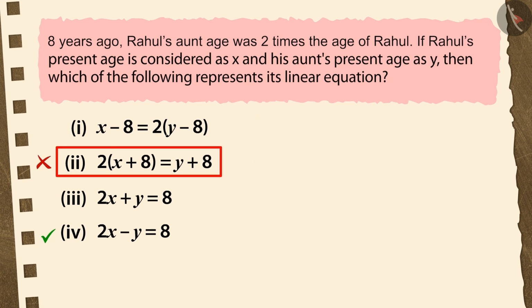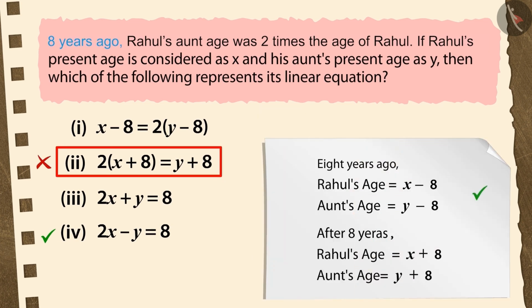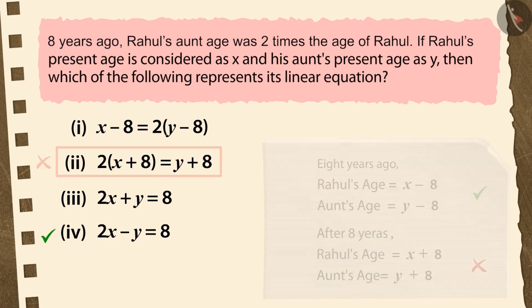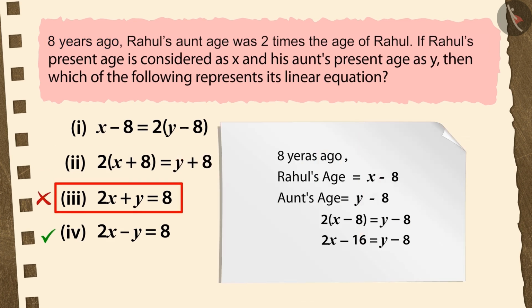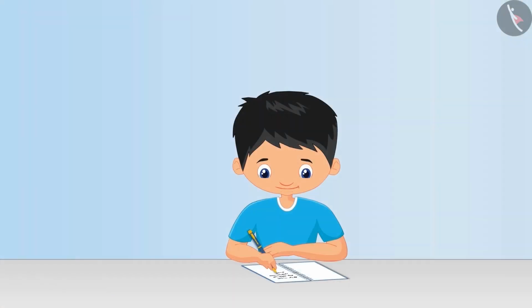The second option is incorrect because we are talking about the age of both of them 8 years ago in the question. But here, x plus 8 and y plus 8 indicate their age after 8 years. Third option is incorrect because moving y from left to right would make it negative. While this has not been done here, teachers can also test the understanding of students in the class with the help of some examples.